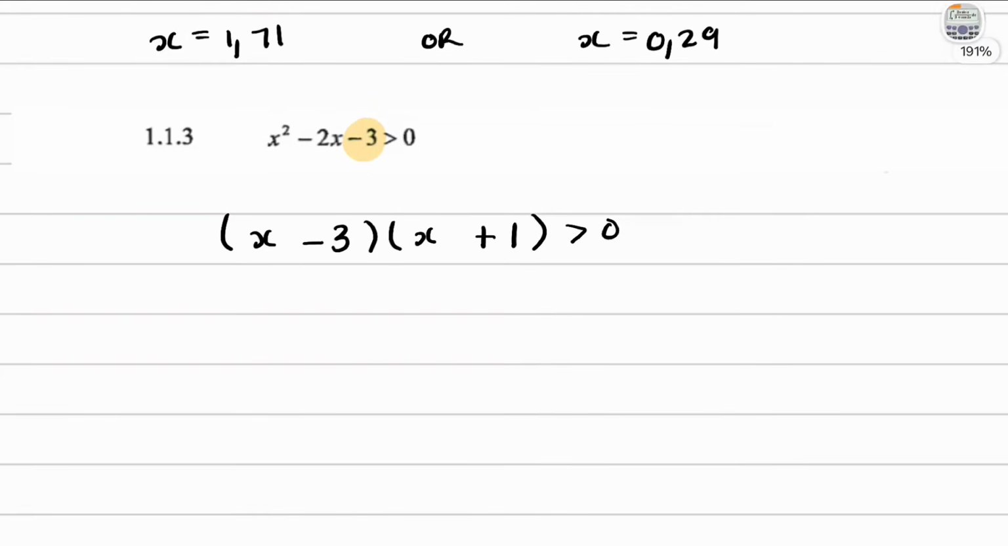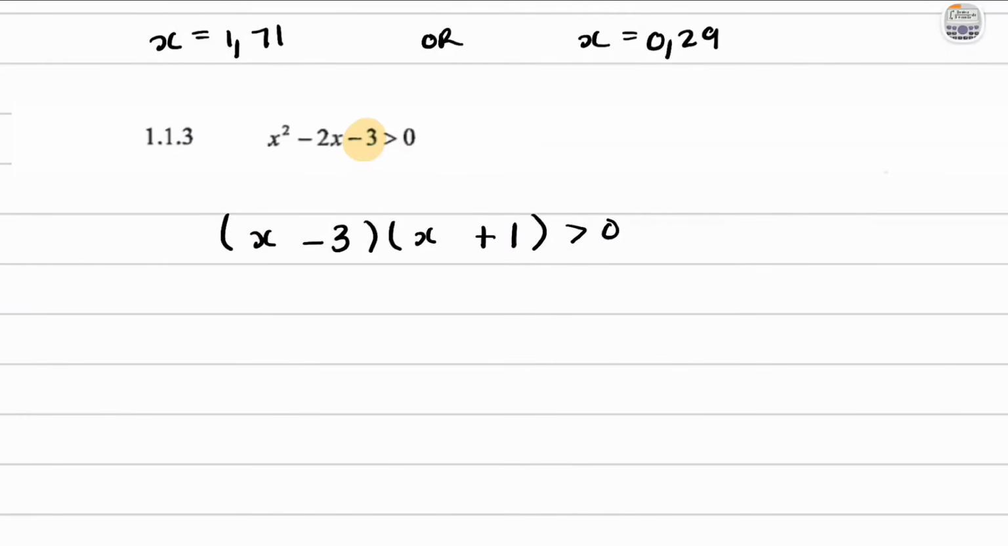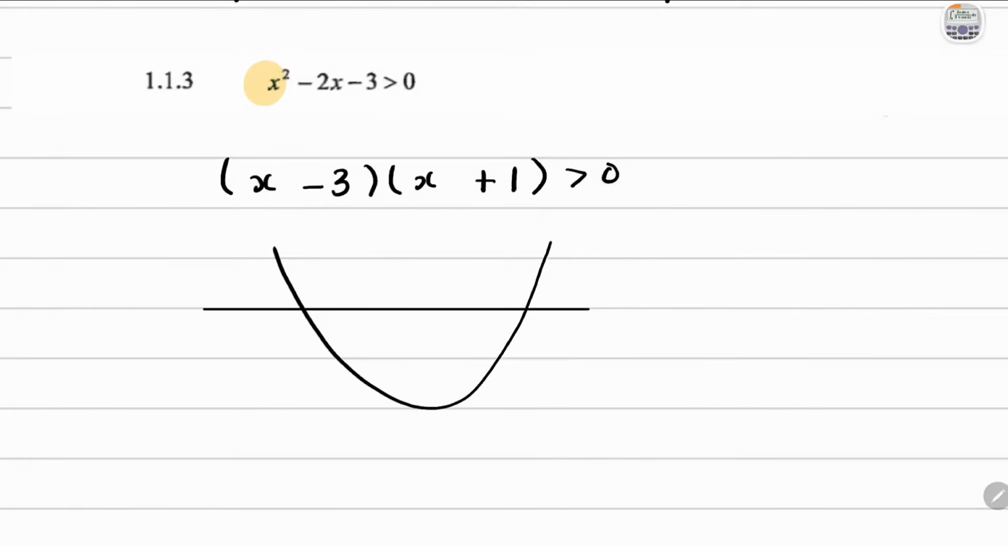You can choose to use the table method like I did in this video, or you can use the graph method, which I recommend because, for grade 12s, it really just works better. So we're going to put down our x-axis, and you see that our graph is a concave up parabola because the a value is 1, which is greater than 0. So we have a concave up parabola.